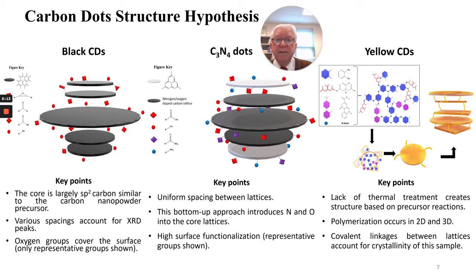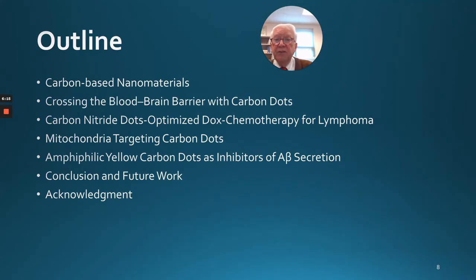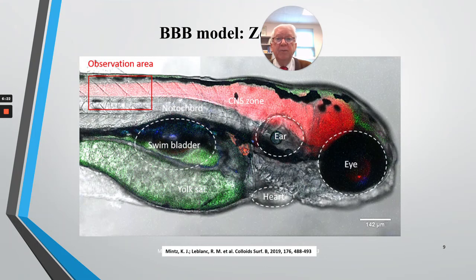So the next slide is to show that we have a possibility to cross the blood-brain barrier using carbon dots, and the model we used was mainly zebrafish.